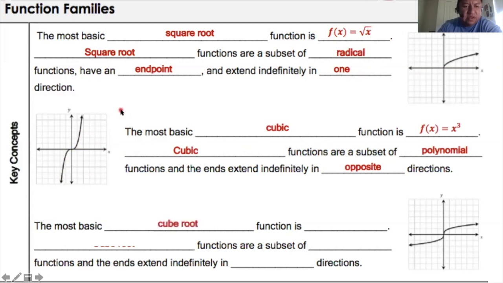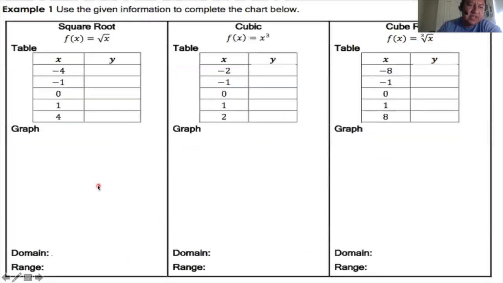And third, we have the cube root function, and that is f of x equals the cube root of x. Cube roots are a subset of radical functions also, and the ends extend indefinitely in opposite directions. Only in this case, notice that it's kind of like the cubic function, but turned sideways. All right. Next slide.